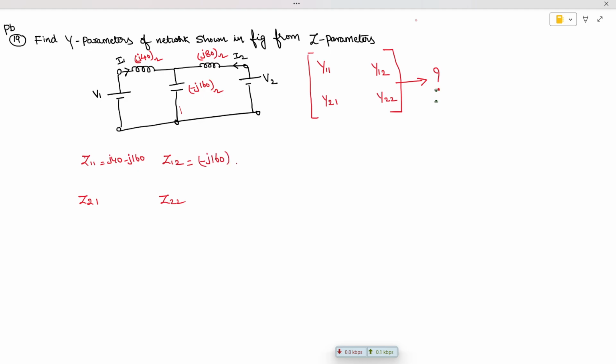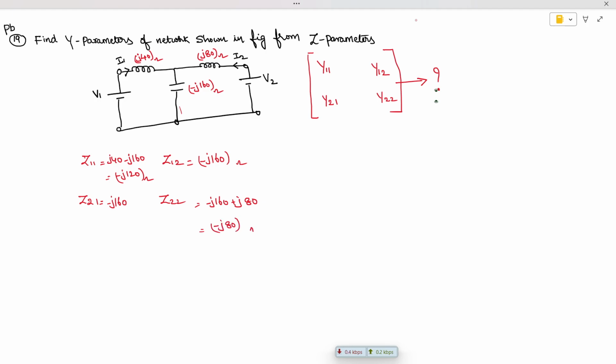If you want to know how to solve this T network, already a lot of videos are done on Z parameters, just refer to them. So this is j60. Z22 is the sum of these two branches. This is nothing but minus j160 plus j80. Okay, so therefore this is minus j120 ohms. This is minus j80 ohms.